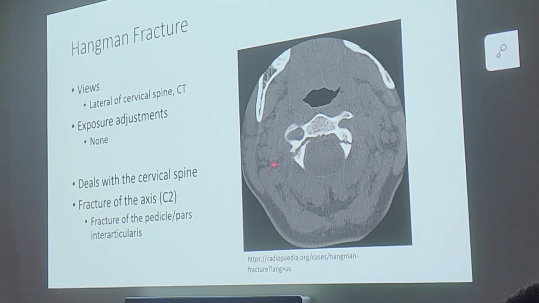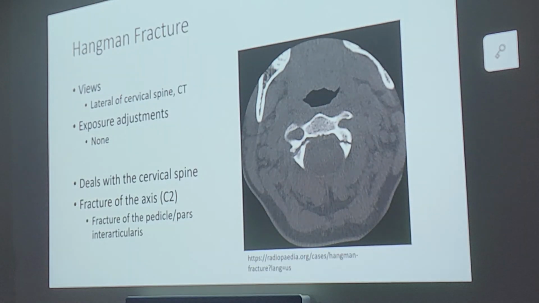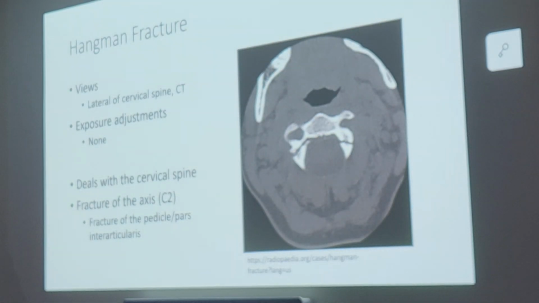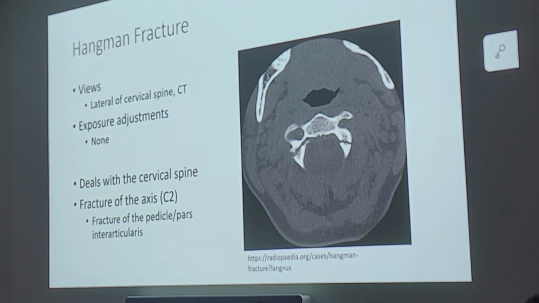Right back in the old days when people would execute people by hanging them, what killed the people? It wasn't them choking to death, no, it was force, snapping the neck like that. So, hangman fracture. Very lethal if you ever encountered this. If the spine breaks, then you can die.